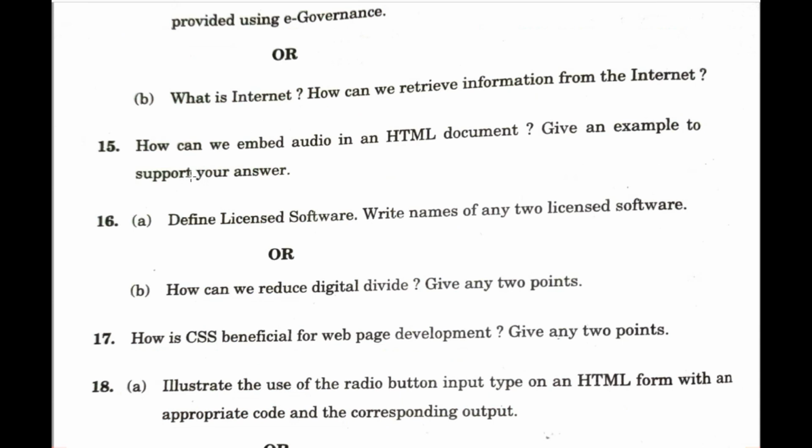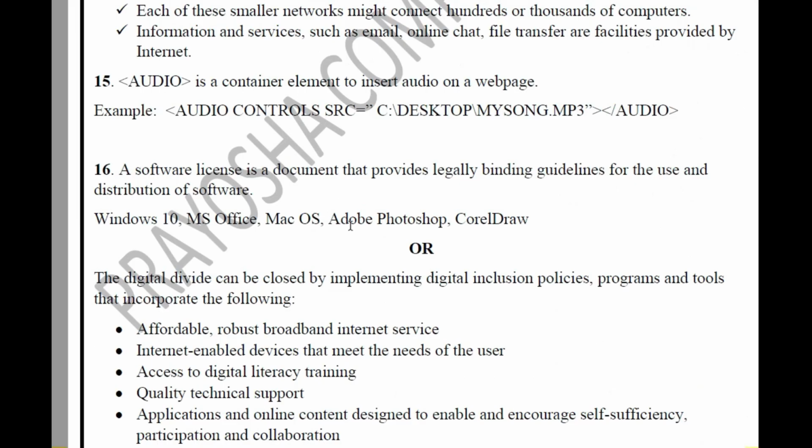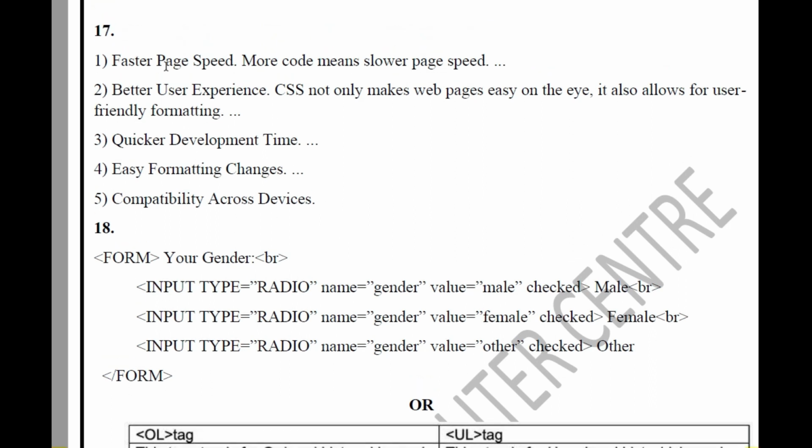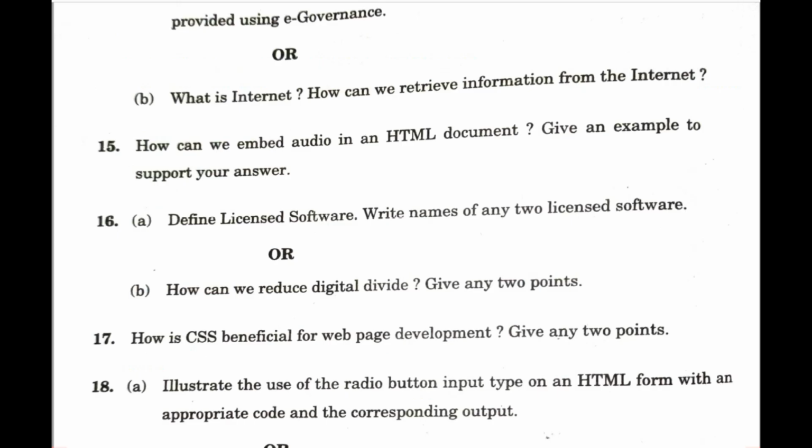Now next question is, how is CSS beneficial for web page development? Give any 2 points. CSS means Cascading Style Sheet. CSS can give faster page speed, since more code means slower page speed. It gives a better user experience. CSS not only makes a web page easy on the eye, it also allows user-friendly formatting. We can develop quickly, format changes easily, and improve compatibility across devices. So CSS has many advantages.